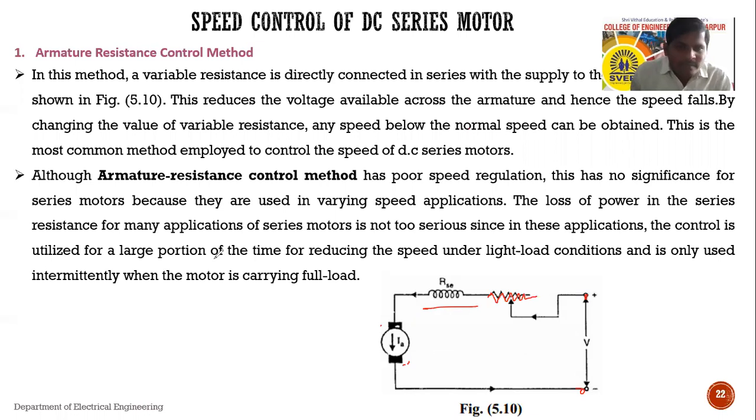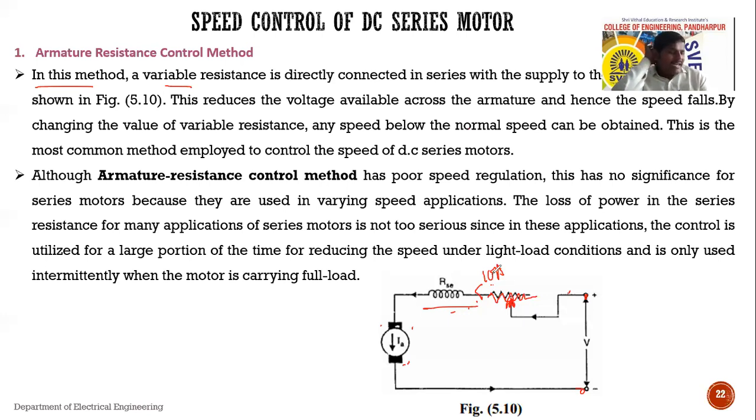Okay, now see, in this method a variable resistance is directly connected in series with the supply, which is shown in this figure, and this reduces the voltage available across the armature, hence the speed falls. So see, if we are inserting some resistance in series with the armature as well as the field, what will happen regarding current? Initially the current flowing is 10 ampere. I am increasing the value of this resistor. What about the resistor? What about the current?